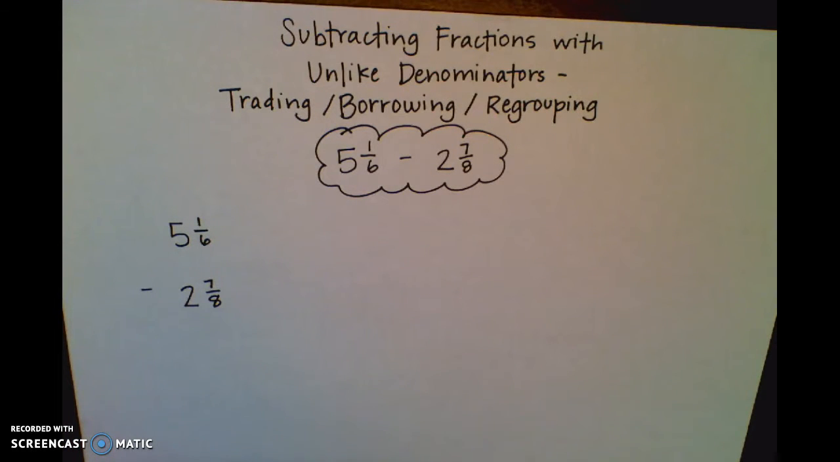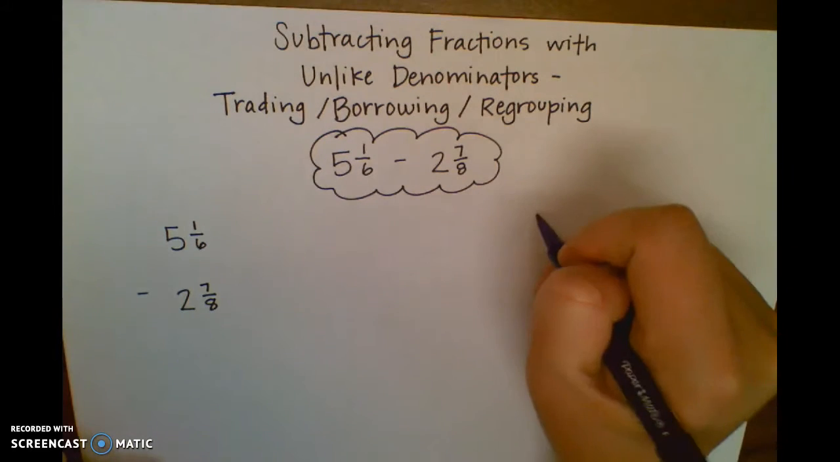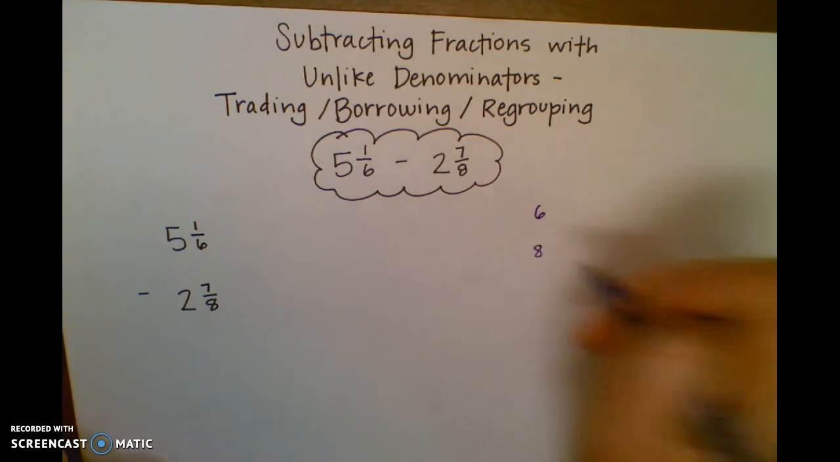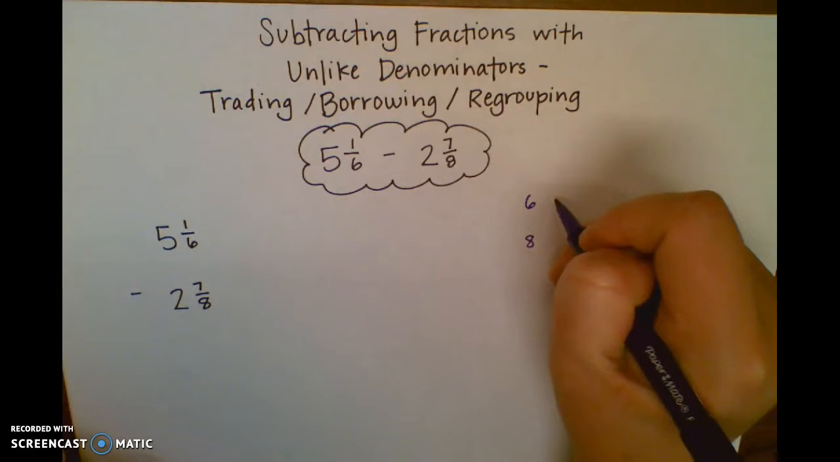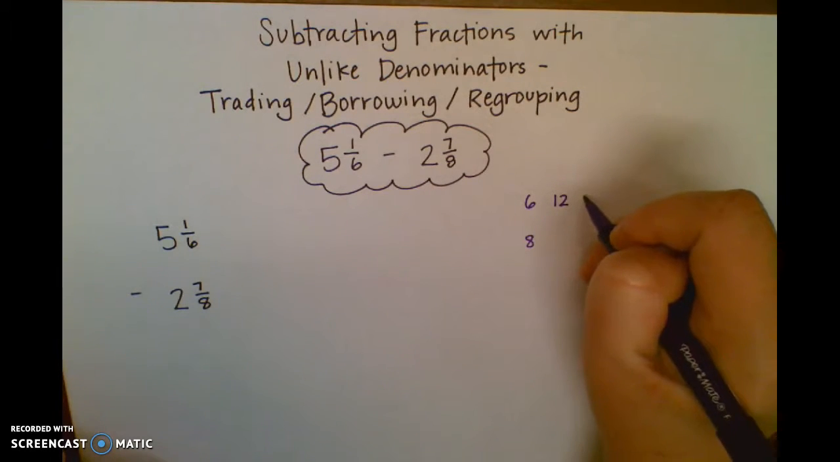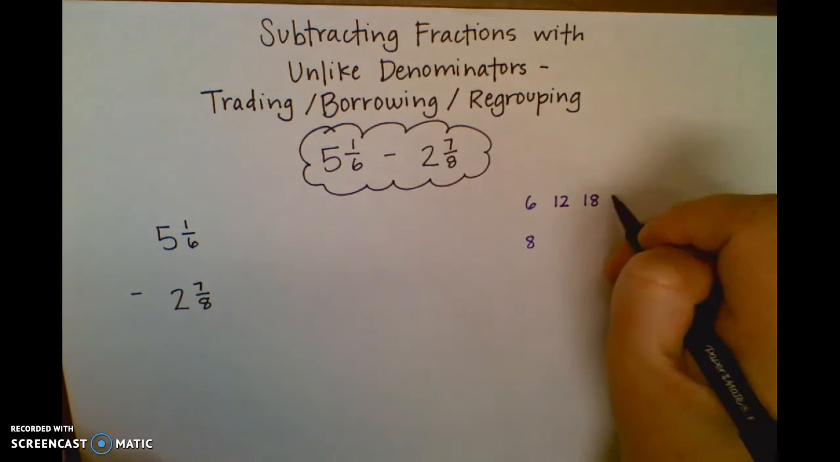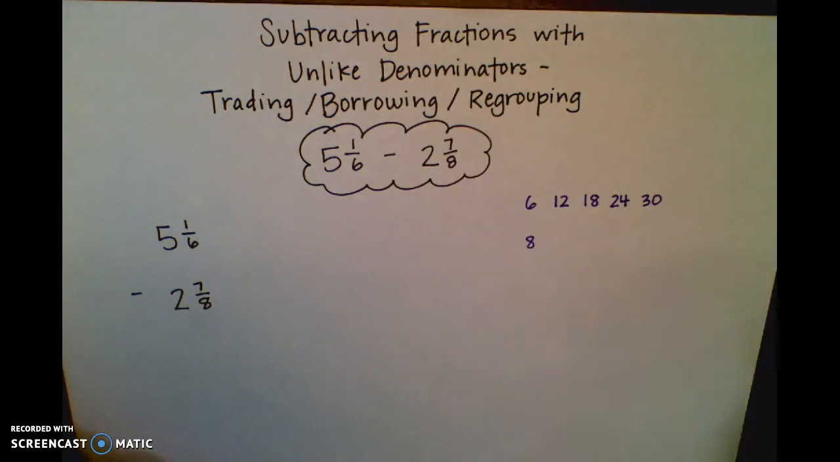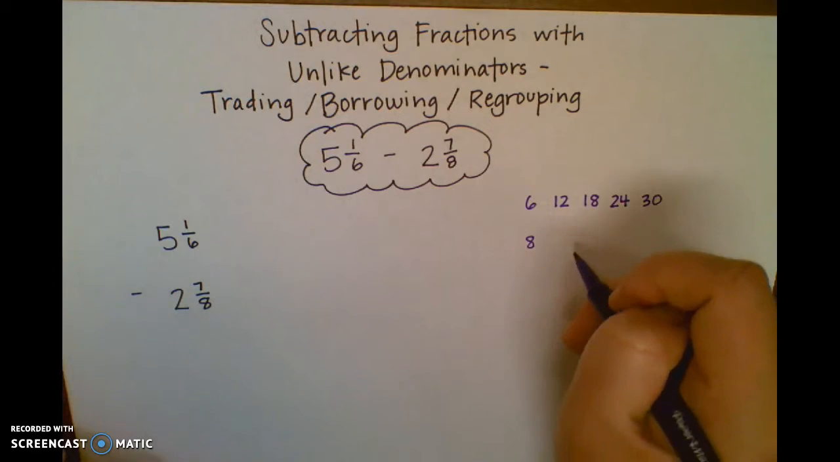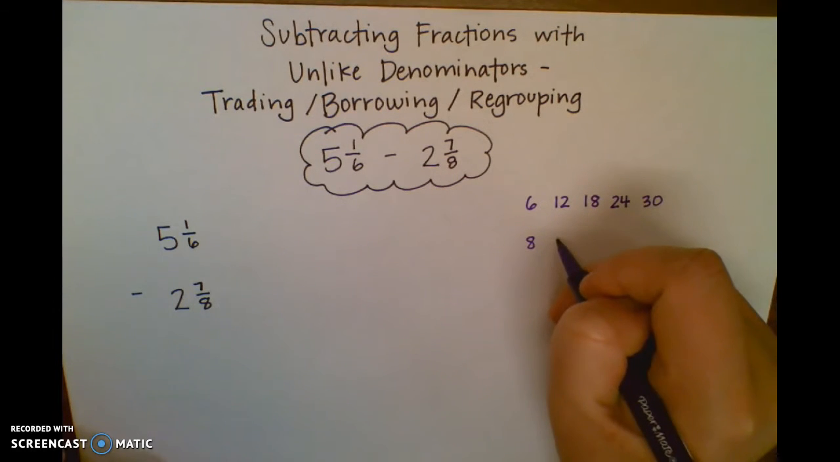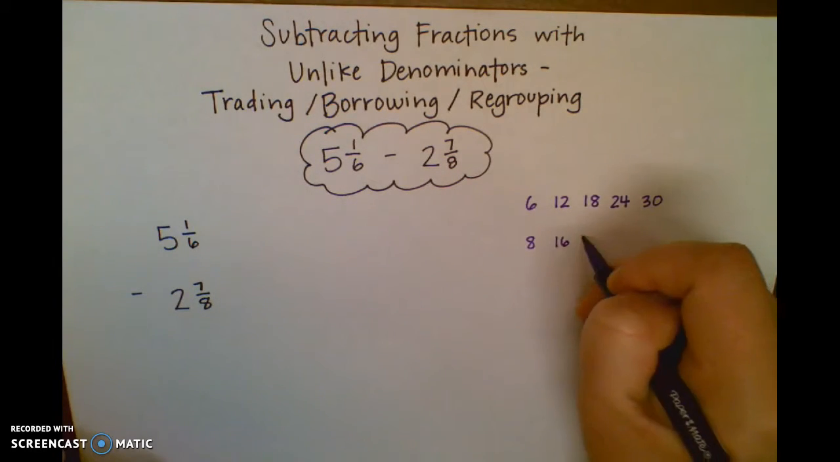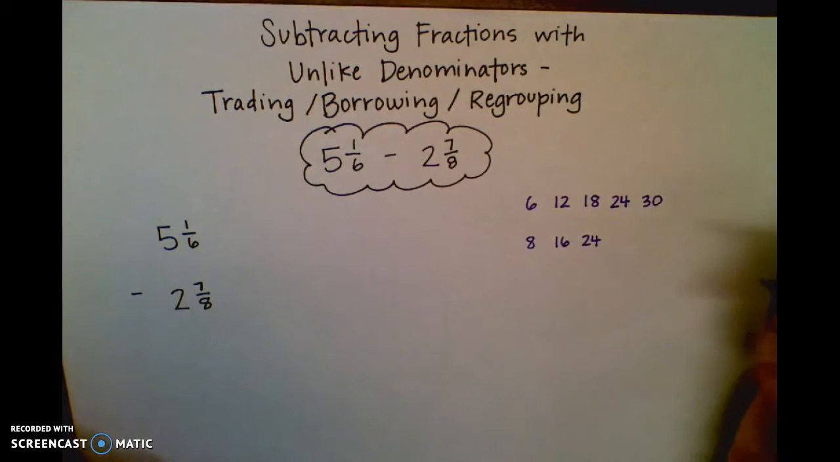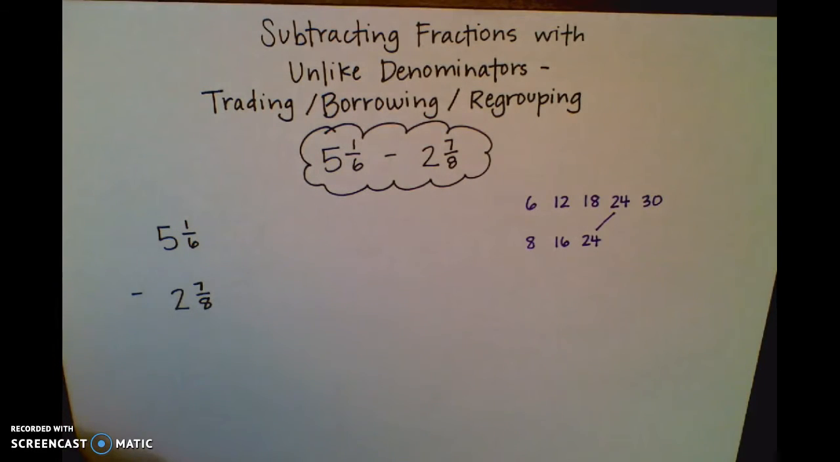I'm going to start off this problem just like all my other problems and find my common denominator. So I'm going to list my multiples for both 6 and 8. So 6 times 1 is 6, 6 times 2 is 12, 6 times 3 is 18, 6 times 4 is 24, 6 times 5 is 30. Okay? So now we're doing the same thing for 8. 8 times 1 is 8, 8 times 2 is 16, 8 times 3 is 24, and since I see a common one here, I don't need to keep going.